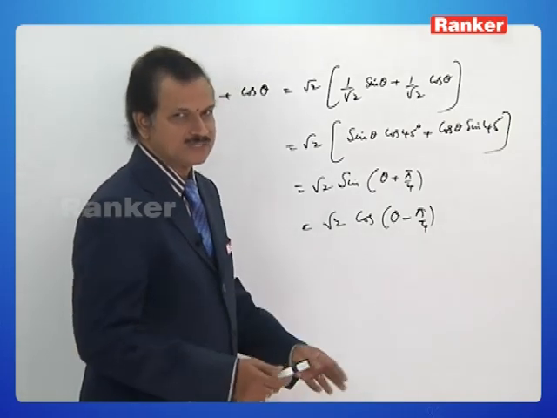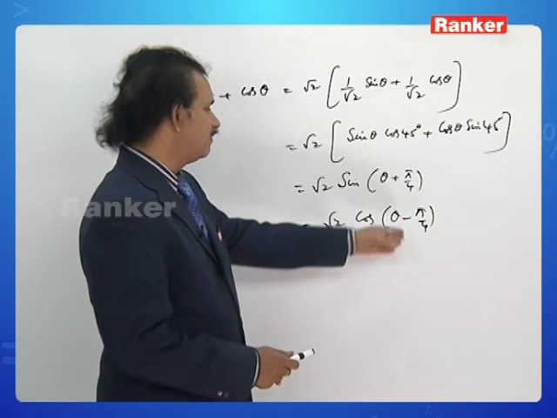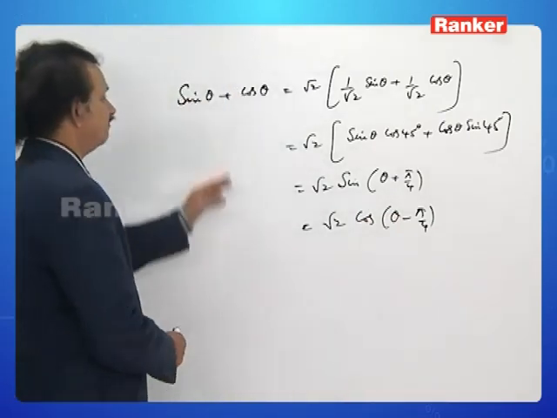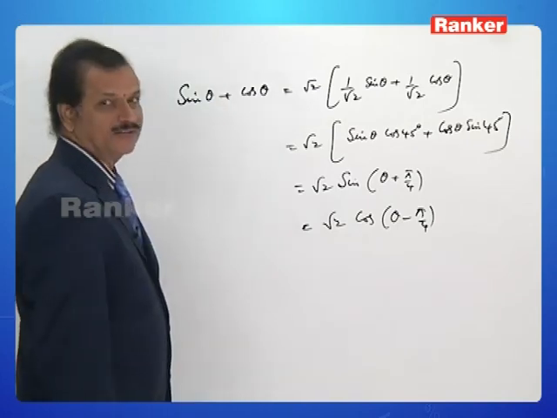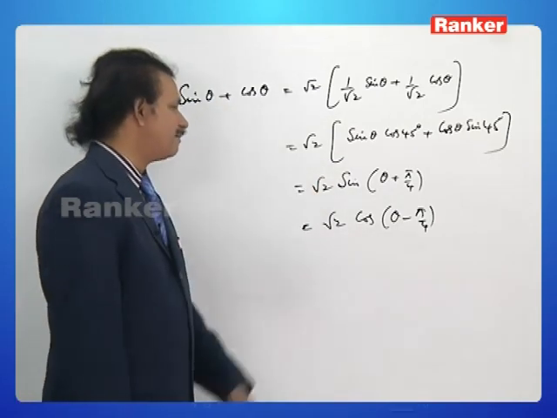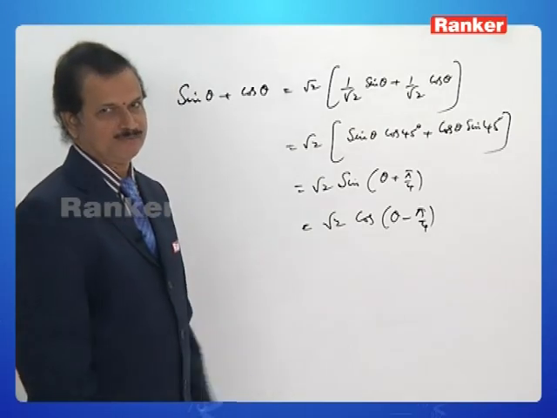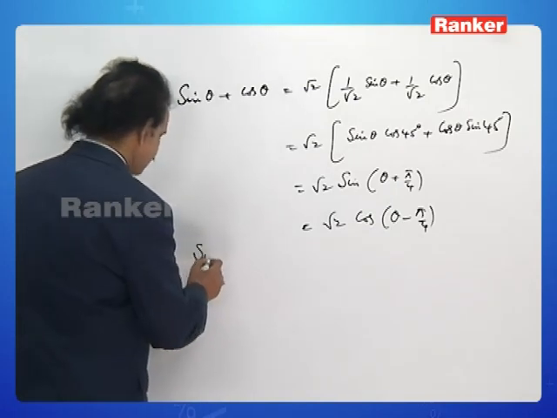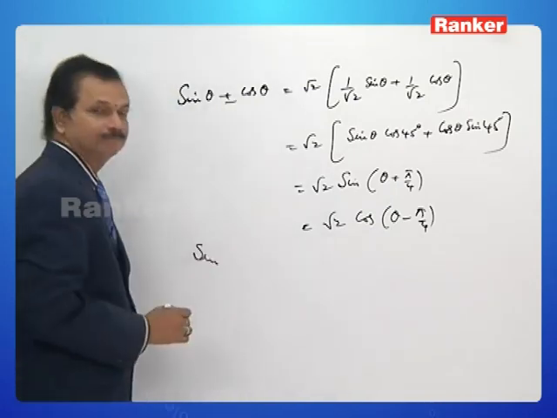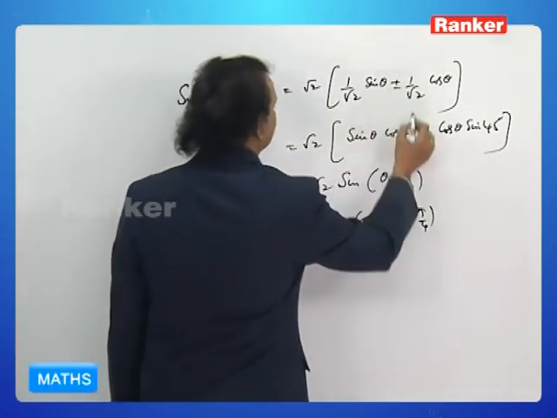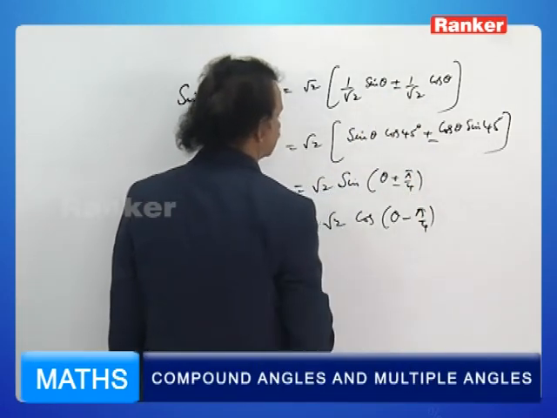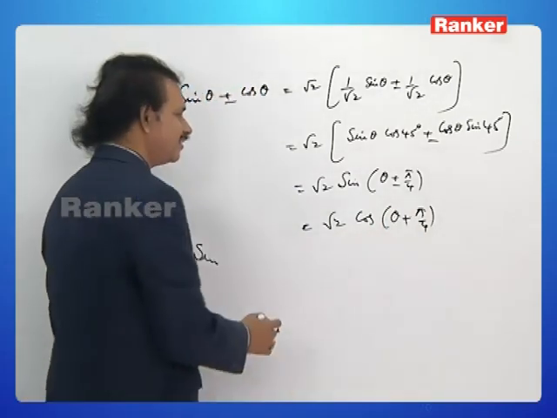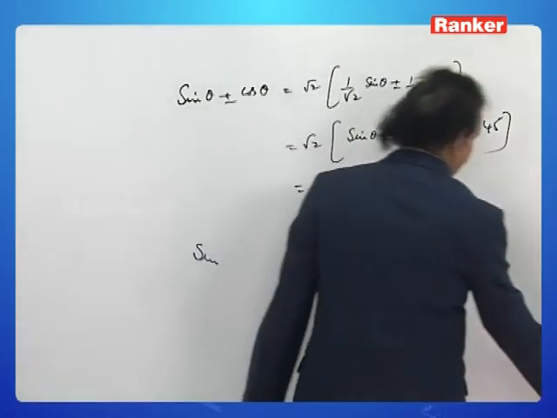You see, cos of minus theta is cos theta, isn't it? This can be viewed as cos of pi by 4 minus theta also. So, if plus sign is here, you can write sin of theta plus pi by 4 or cos of theta minus pi by 4. Both are correct. Suppose you have sin theta minus cos theta. What happens? This will be minus, this will be minus, this will be minus, and then this becomes plus. Isn't it? Like that. This is the matter.